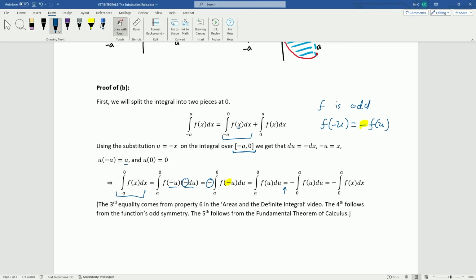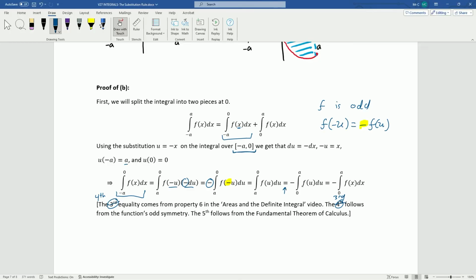I think I might have actually flipped these around. Okay, so I said the third here, that should say fourth, and then this should say third. I don't know why I wrote those in the wrong order. So the third equality comes from the symmetry. The fourth one comes from property 6 in the areas and definite integral video.